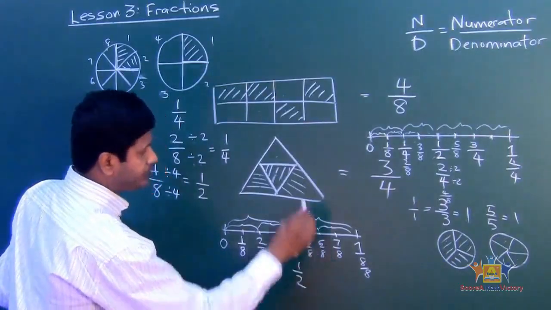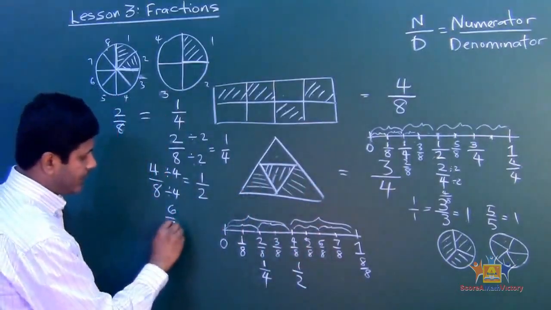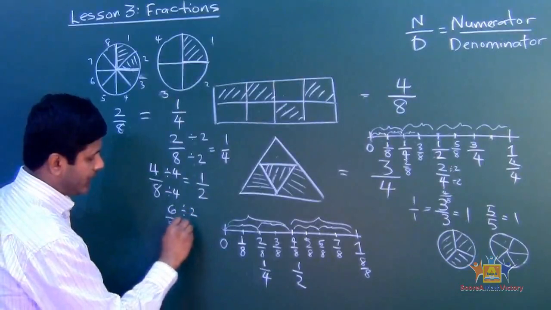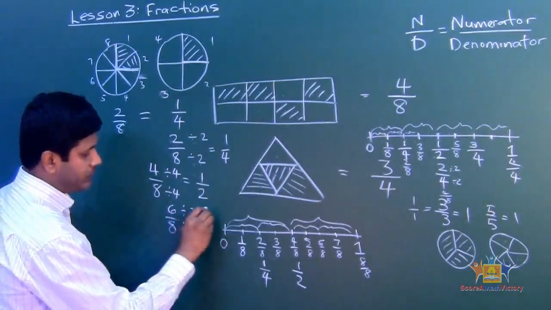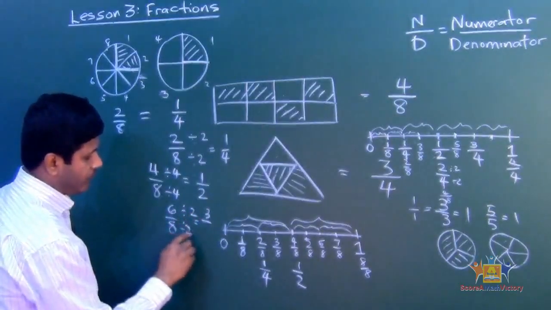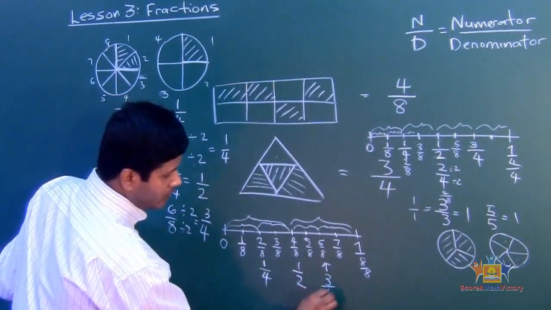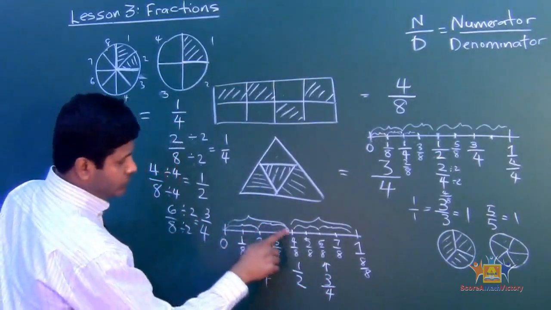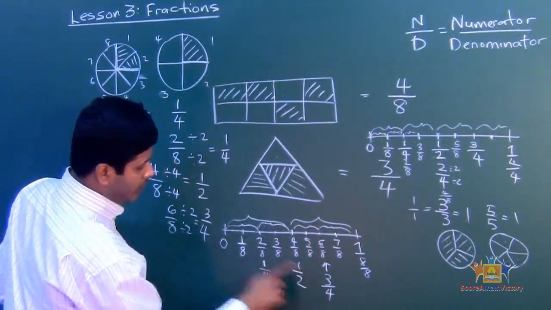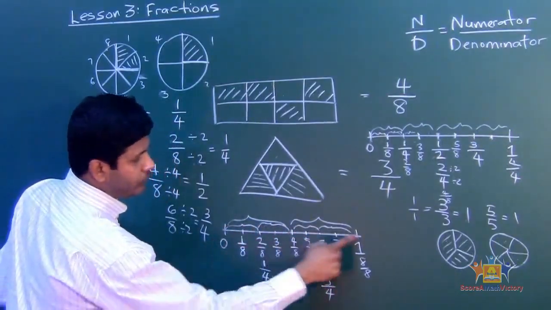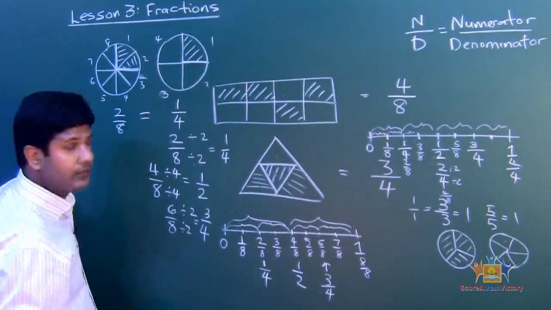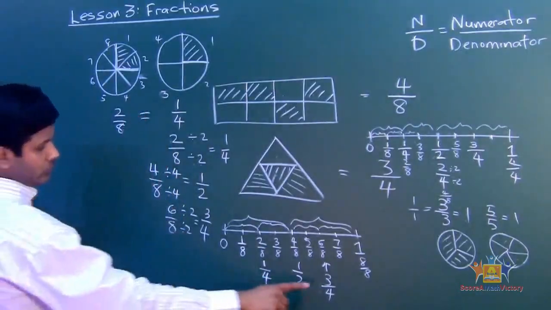6 over 8. I can divide this by 2 and I can divide this by 2. 6 divided by 2 is 3. 8 divided by 2 is 4. So that is 3 over 4. And look at that. 1, 2, 3, and then how many others? 1, 2, 3, 4. 4 over 8. Same thing. 3 over 4.